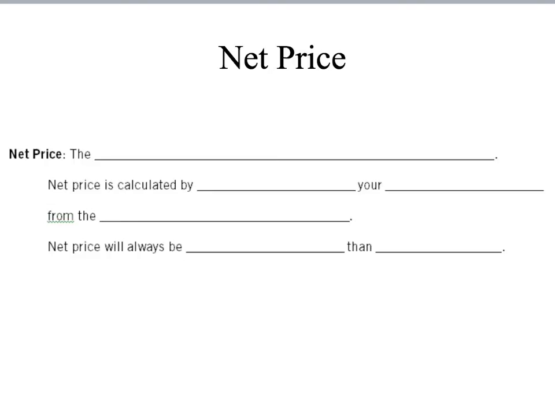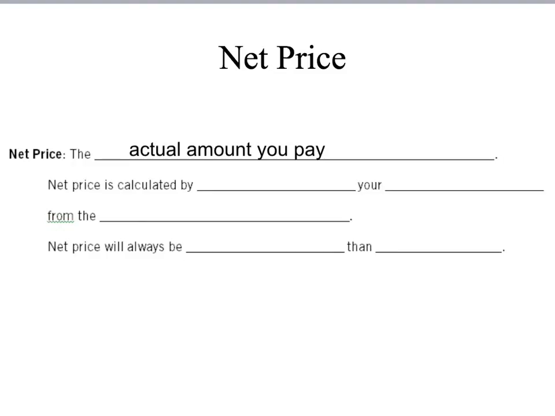Then let's talk about net price. So net price is different from your sticker price because net price is the actual amount you pay to go to school. Whereas sticker price is what they advertise and what you see on the website, your net price is what you're actually going to pay out of your pocket.